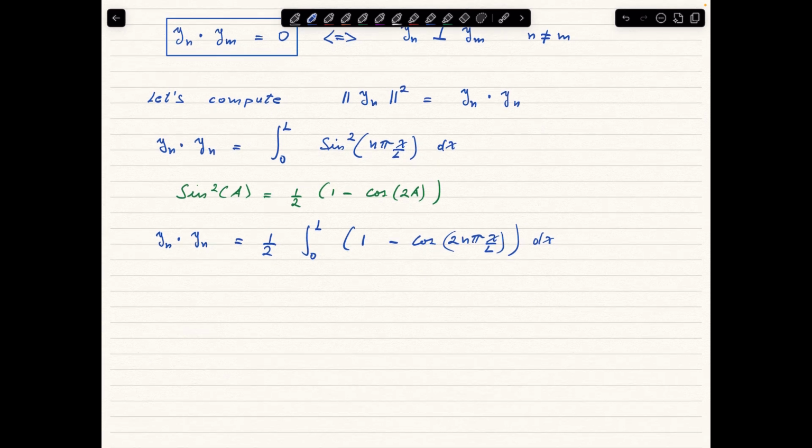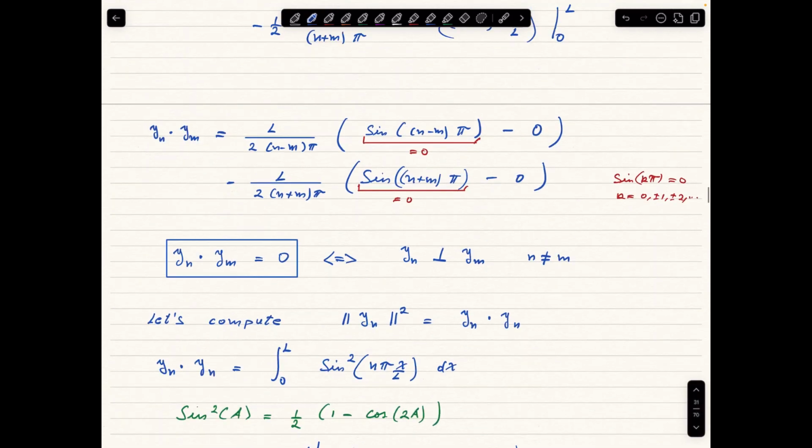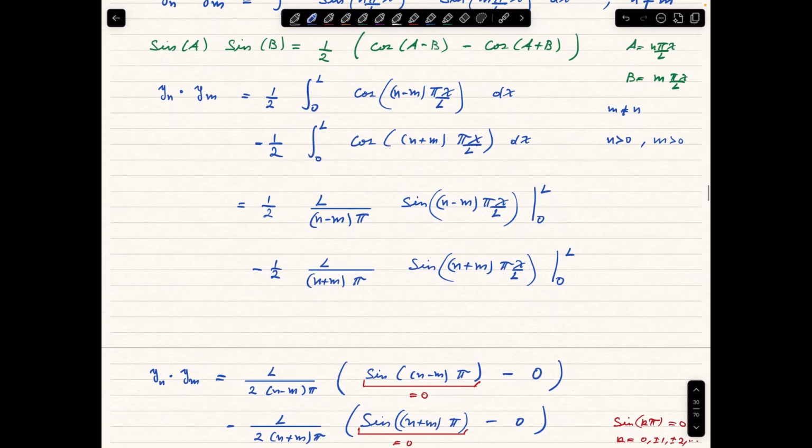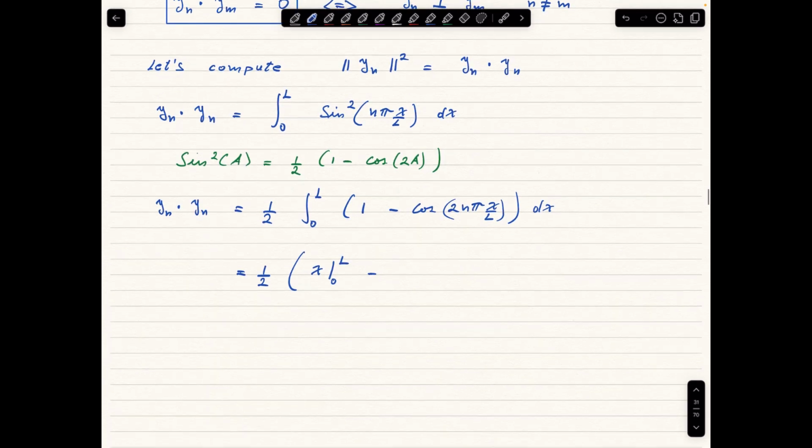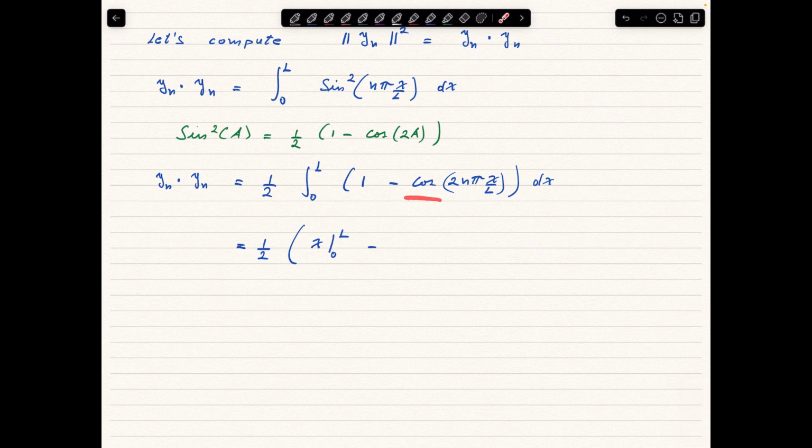The first term, well, we have the 1/2 outside. We integrate the first term. What is it going to be? It's going to be the function x evaluated at 0 and L. And on the other term, what derivative gives me a cosine? Sine gives me a cosine. So I'm integrating a cosine. What function, whose derivative gives me the cosine? Well, the sine. So sine of 2n pi x over L.